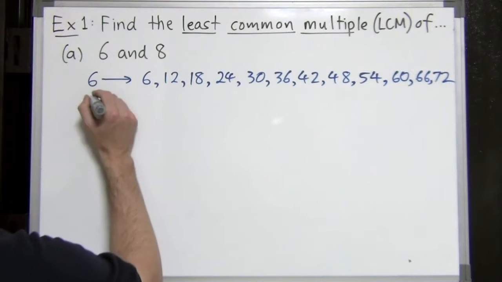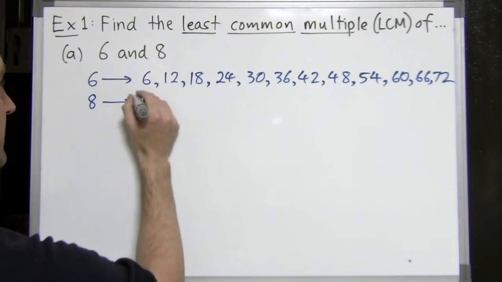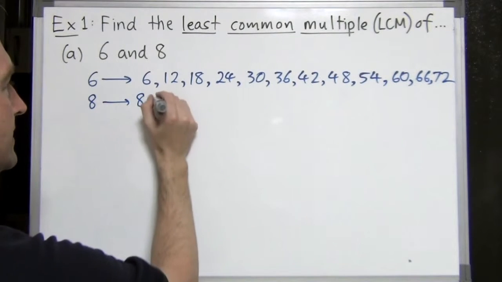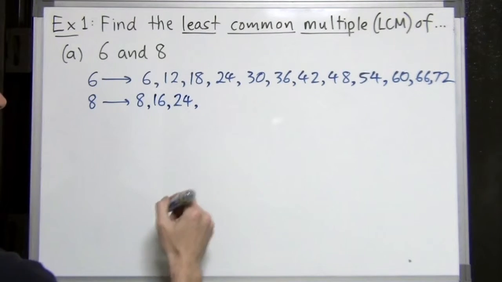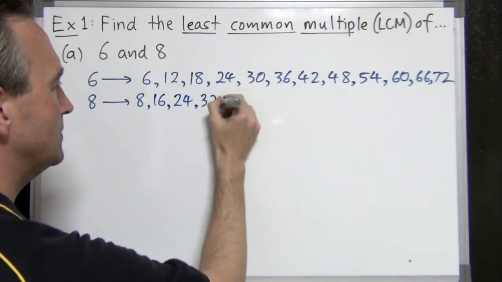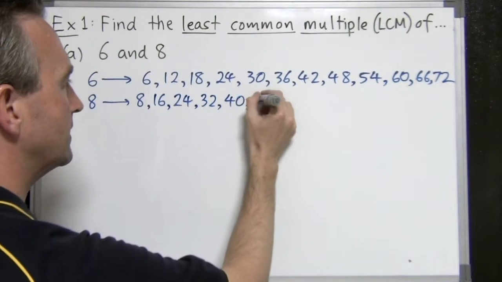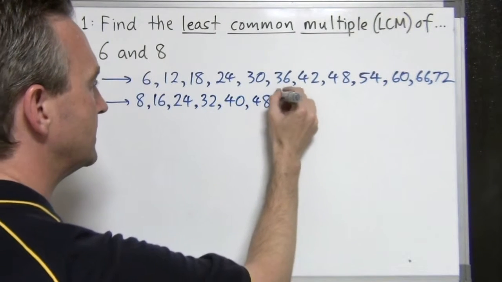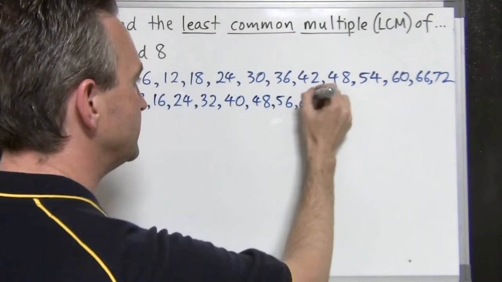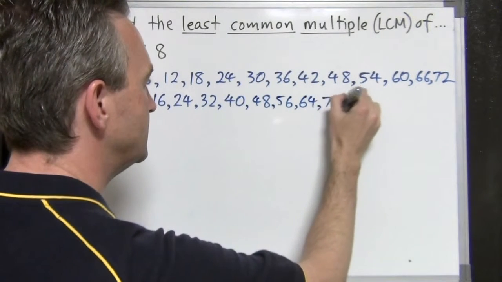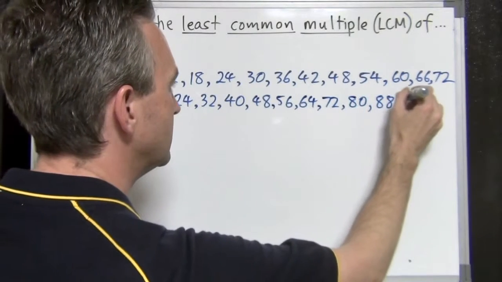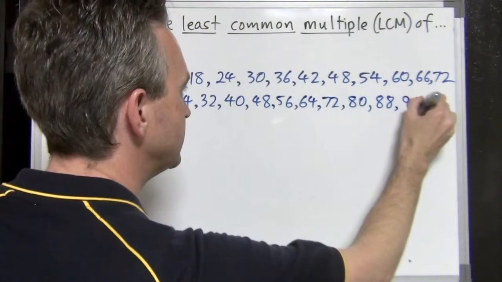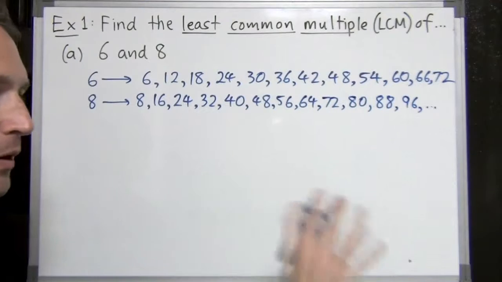Let's try 8. 8, keep adding 8, 16, 24, 32, 40, 48, 56, 64, getting larger now, 72, 80, 88, what's the next one? 96, I think that will do. And that will keep going as well.